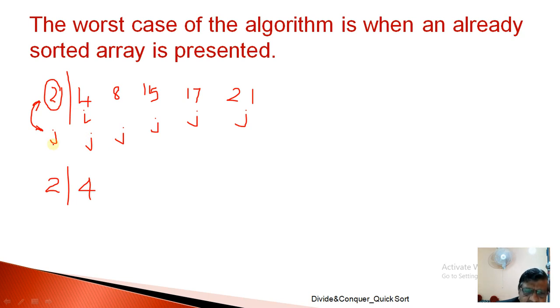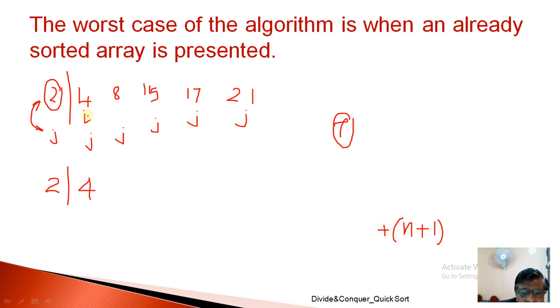By the time J occupied this position, there were 6 comparisons for J and 1 comparison for I, which amounted to 7 comparisons. Number of elements are 6, and number of comparisons is 7. So if there were n elements arranged in ascending order, then before the first partition happens, there will have been n plus 1 comparisons.